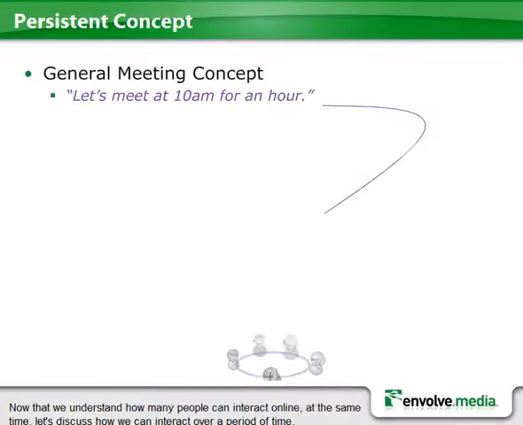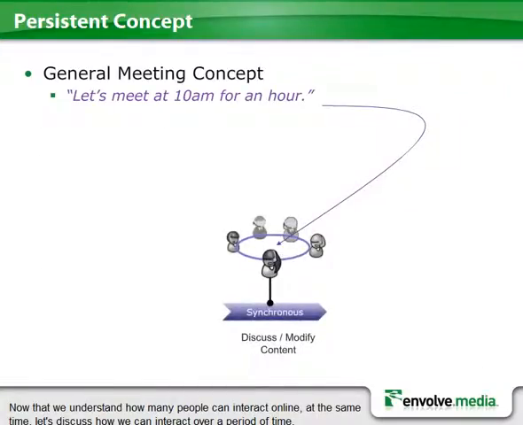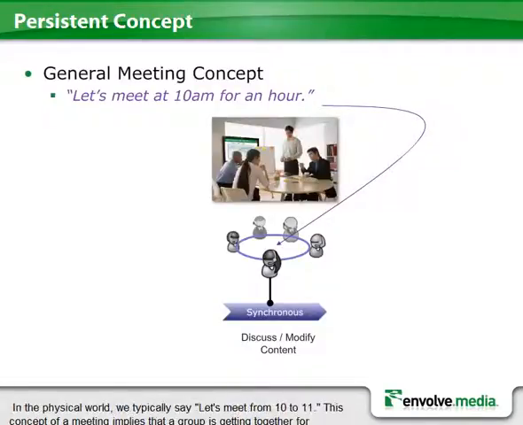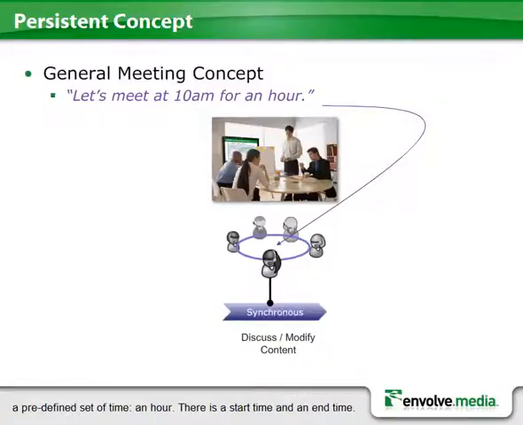Now that we understand how many people can interact online at the same time, let's discuss how we can interact over a period of time. In the physical world, we typically say, let's meet from 10 to 11. This concept of a meeting implies that a group is getting together for a predefined set of time, an hour. There is a start time and an end time.